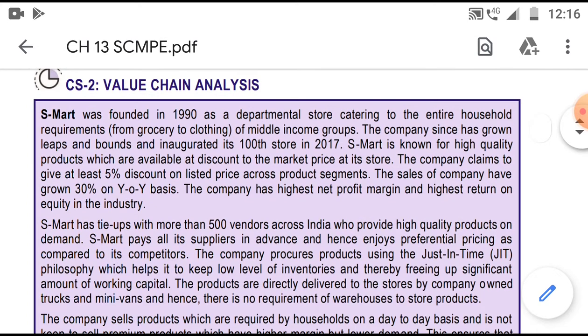It is based on value chain analysis, and this is a much simpler case study. In this, we just have to locate the entire business of the company named Smart into the value chain analysis, primary and secondary activity. So let's proceed with the case study.